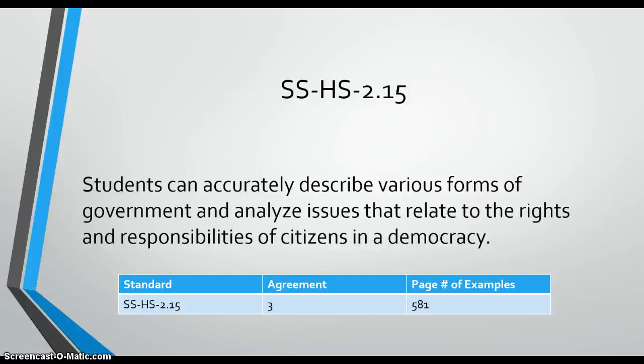Next standard that we see is students can accurately describe various forms of government and analyze issues that relate to their rights and responsibilities of citizens in a democracy.